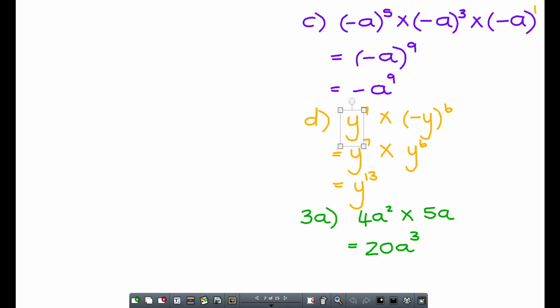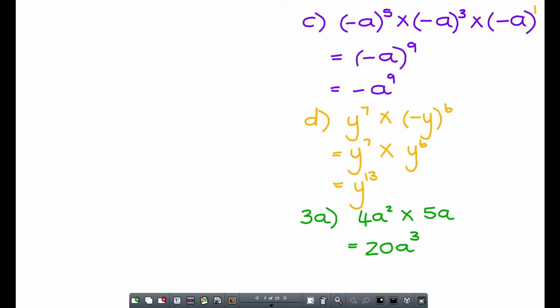What if it wasn't? If it's an uneven number, then your answer would be a negative. So it would look like this, negative y, and then your answer would be minus y to the power of 30. It's fine.